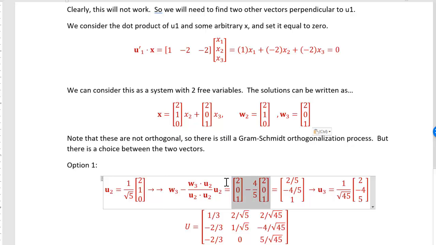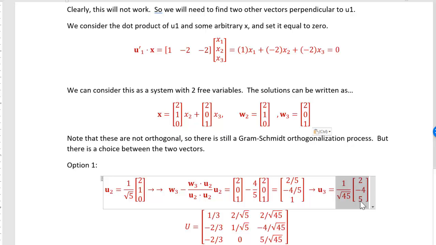So the work being done here is that we have (2, 0, 1) minus, and this dot product combination is going to give us 4/5, times (2, 0, 1), and then we get this vector. Now this vector is not necessarily a unit vector, so we want to make sure we make it into a unit vector and normalize it. So we divide by an appropriate value, and I rewrote the vector so that it has whole numbers. We have 1 over 45, and then 2, negative 4, and 5.